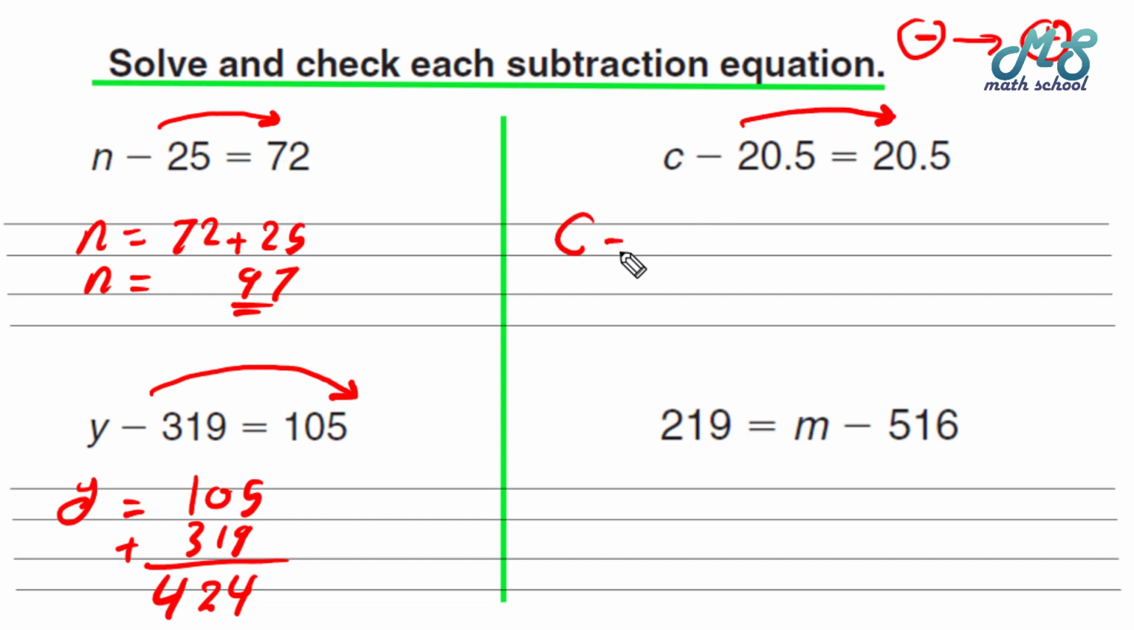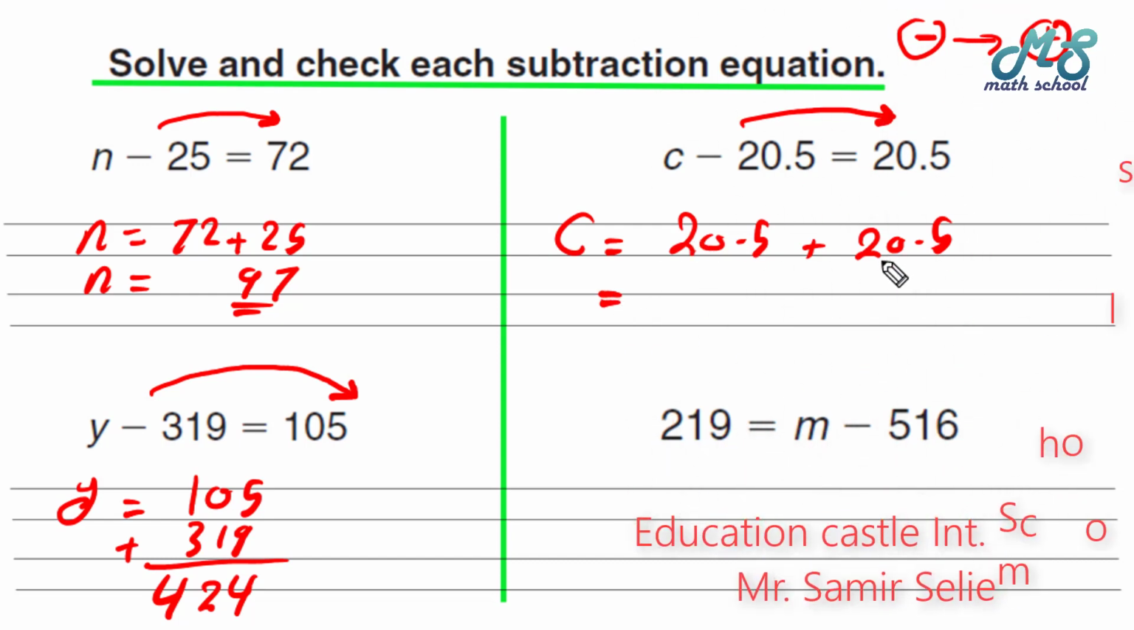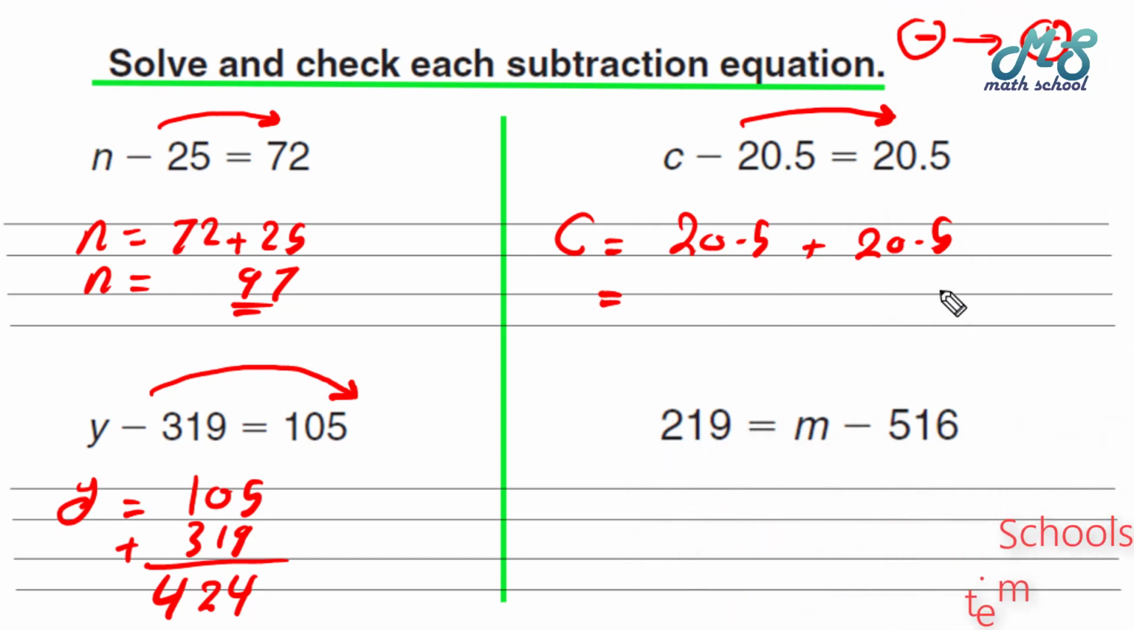To find the value of c, just move 20.5 to the other side to be added. We get c is equal to 20.5 plus 20.5. You can find it mentally. 20 plus 20 equals 40. 0.5 plus 0.5 equals 1. So we get 40 plus 1 is equal to 41.